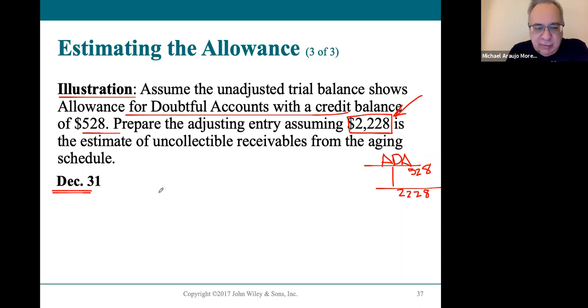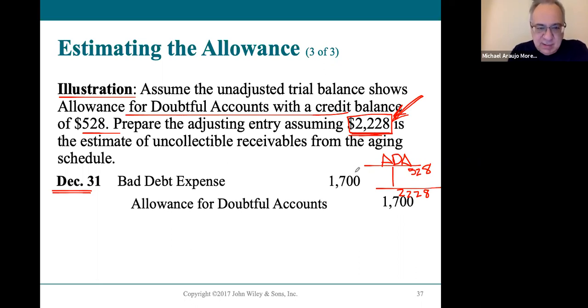What can we write off on December 31st? Well, you could only write off the difference. Okay. If this is what you calculated on the aging is what you want in your allowance account. And so, because it's not your first year in business, you've been doing this for a while, there's probably a balance in the account already. You just calculated what you want the balance to be. So you simply can adjust for the difference. So in this case, the bad debt expense for this year is going to be $1,700, because if you adjust your allowance account by $1,700, you'll get that 2228.